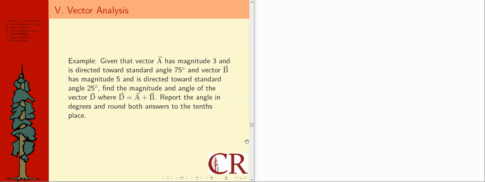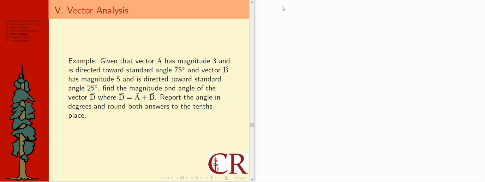All right, here's another vector addition problem. This one I'm going to go straight into components methods because this one's not very symmetric. It has vector A that has magnitude 3 and is directed towards standard angle of 75 degrees. And vector B has magnitude 5 and is directed towards standard angle of 25 degrees. And the rest of the question is pretty much the same as the last couple that we have done.